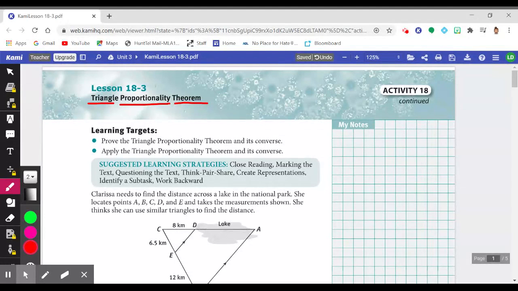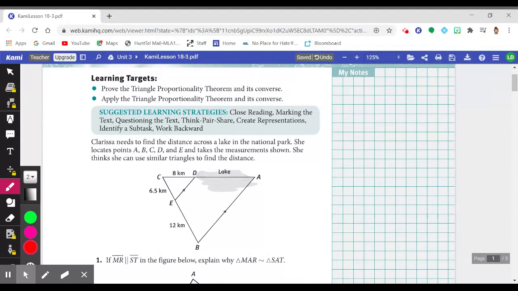So before we go too far, let's take a look at our learning targets for lesson 18-3. Our first skill that we're going to use today is we are going to prove the triangle proportionality theorem and its converse. Remember, converse is when we switch the hypothesis and conclusion of a conditional statement. For example, if A, then B, that's a conditional statement. And when we do the converse, we will switch the hypothesis, which in this case would be A, and the conclusion B. So it would be if B, then A.